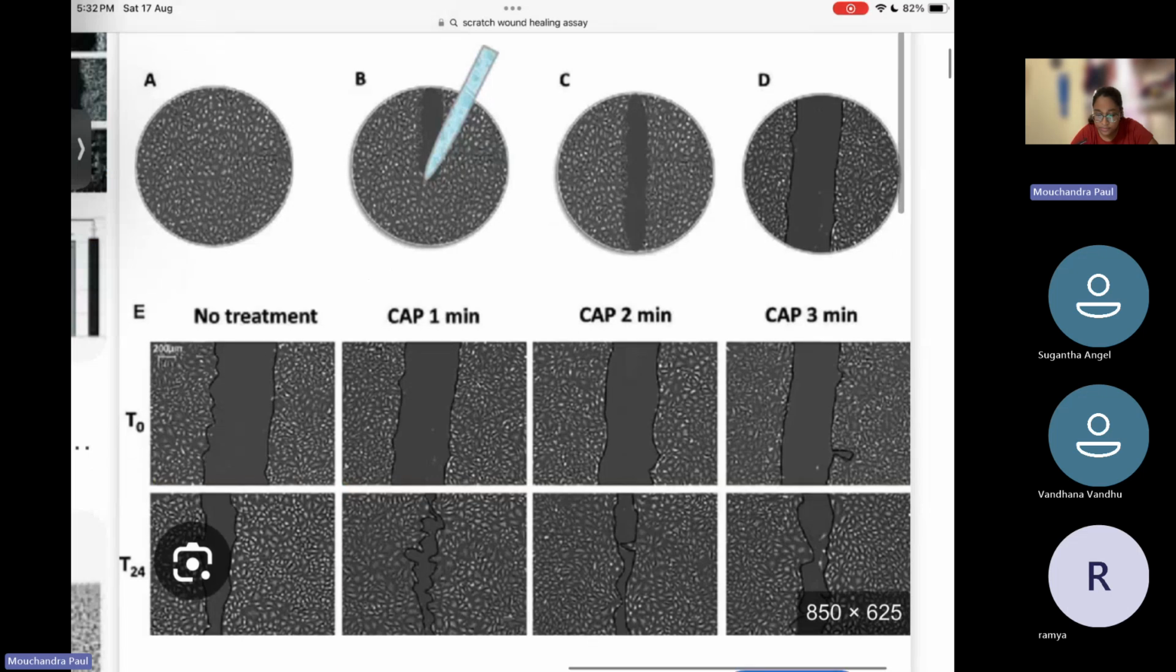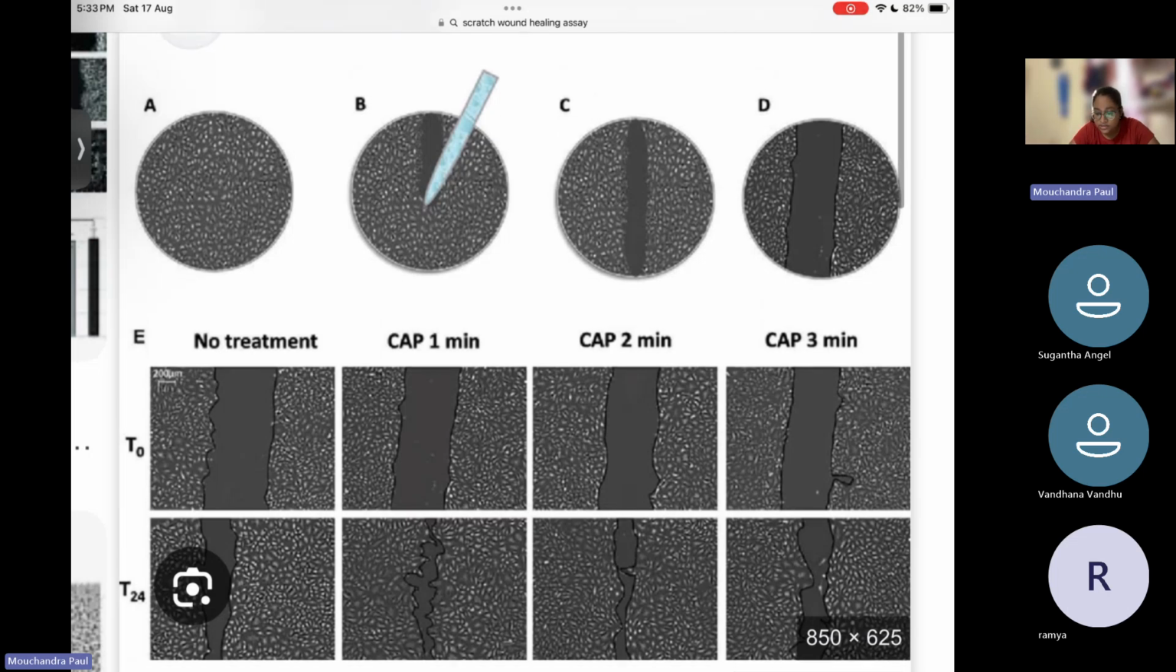So here what you see is a monolayer of cells in A. You use a very fine tip needle or a plastic, something with a very fine tip, and you create a line scratch onto the substrate. And then you leave it as it is. You observe how the cells on both the edges of the scratch are going to now react.